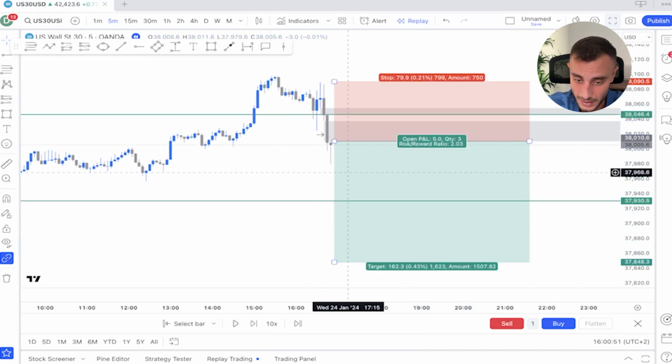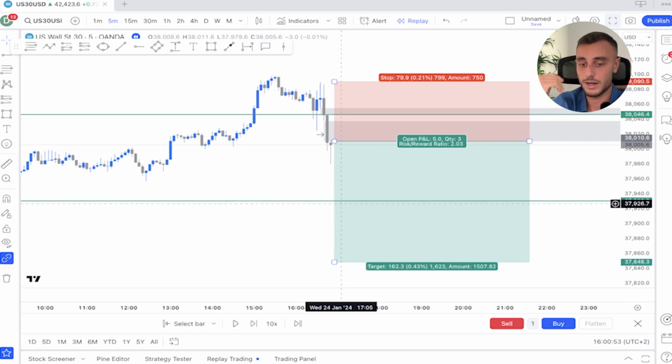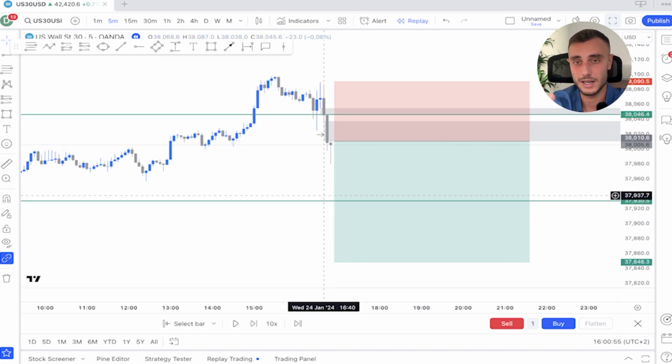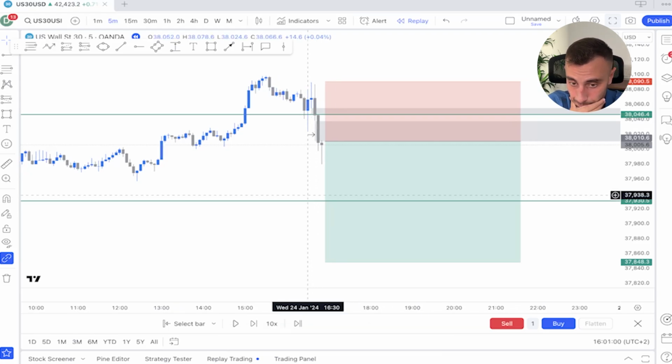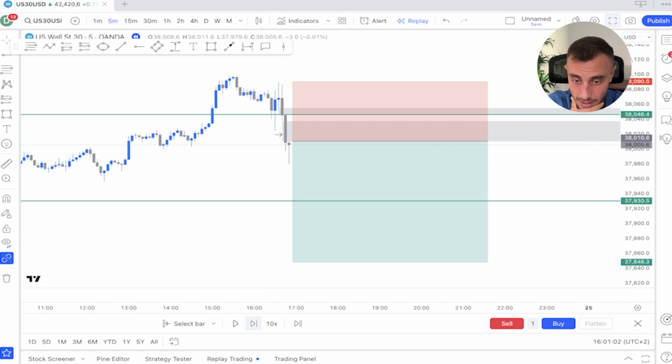What I don't like about this setup is that the take profit is away from the opposite liquidity level. And this is something that I do not like. So I wouldn't take this setup. Let's see how it would have played out.